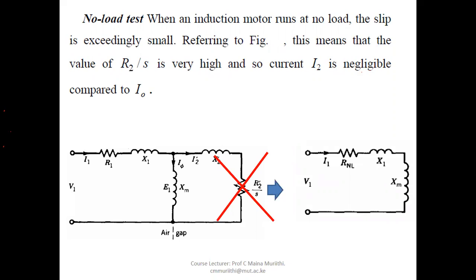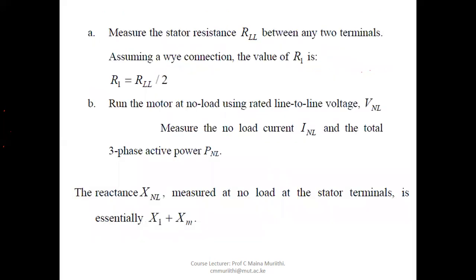So from this knowledge now, and from the tests, this is what we are able to measure. Number one, we are able to measure the line-to-line resistance, and if we divide by 2, we get the stator resistance R1. Then in the no-load test, we measure the line-to-line voltage, we measure the no-load current, and we measure the total three-phase active power.